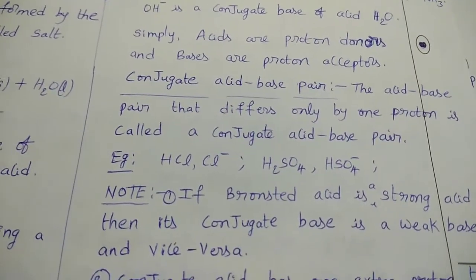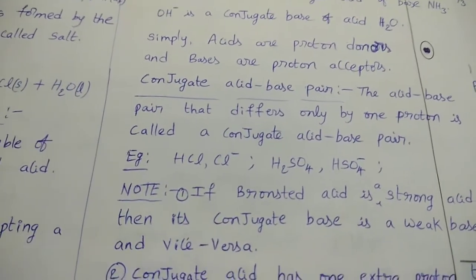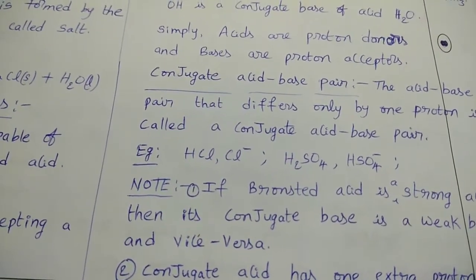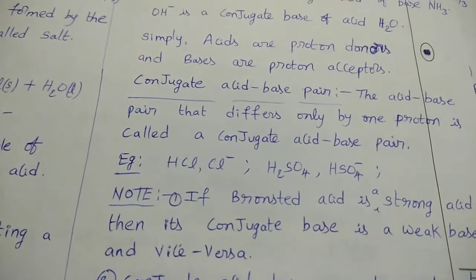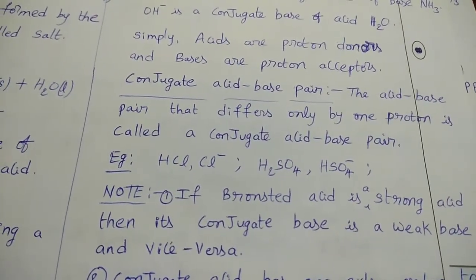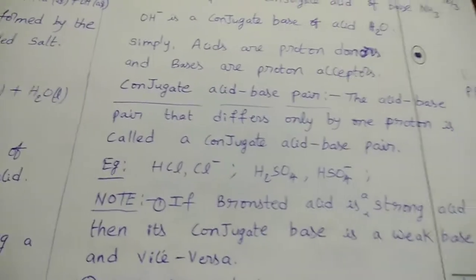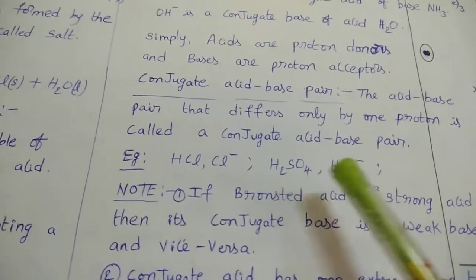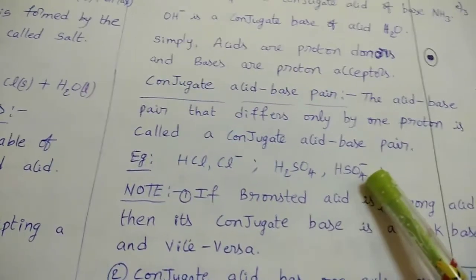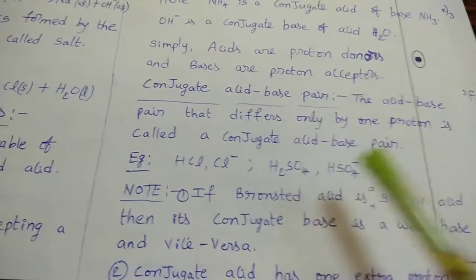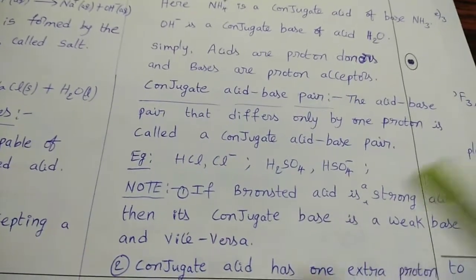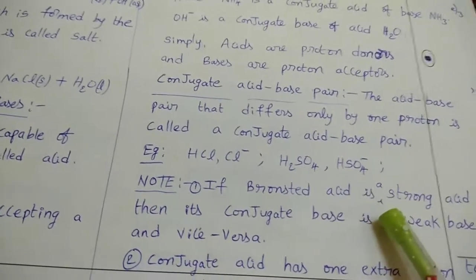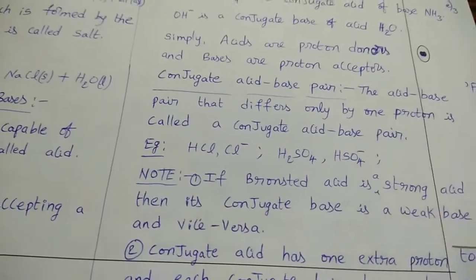Example, H2SO4. We already know that H2SO4 is a strong acid, so it can donate a proton and change to HSO4 minus. That HSO4 minus is a weak conjugate base. This is a weak base, this is a strong acid. Because it is strong, the formed conjugate base is weak. Suppose a Bronsted acid is a weak acid, then the formed conjugate base is a strong base. So this is an important point, remember it carefully.